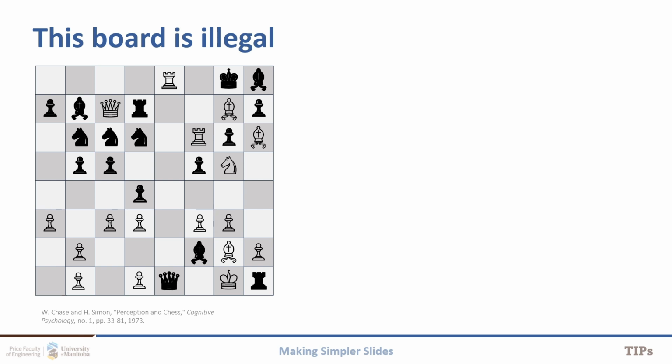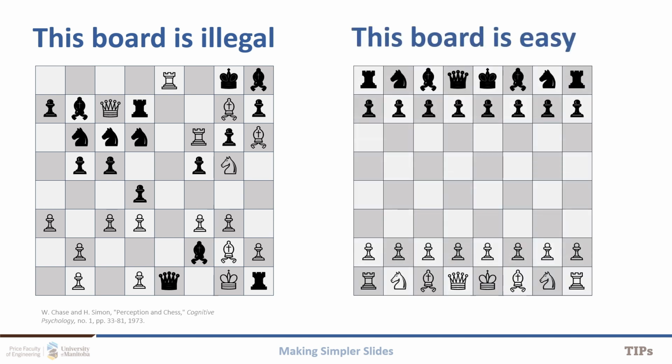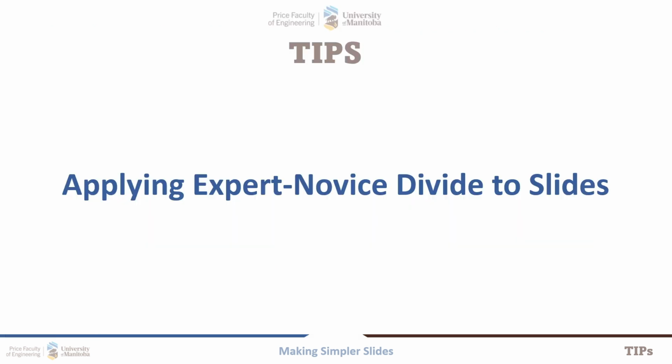Because experts look at this and it makes no sense at all. None of their patterns work. It's a bunch of independent information. There is no way to chunk this. We can take this one step further and look at this board. It's the starting position. Here, even novices can probably remember all 32 pieces. But how do we apply this to slides?